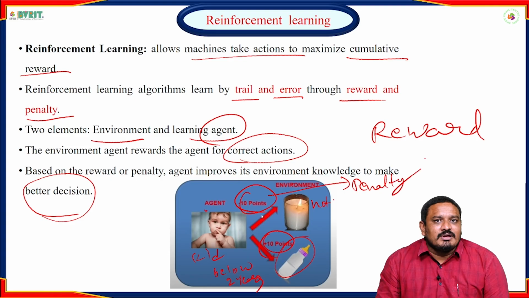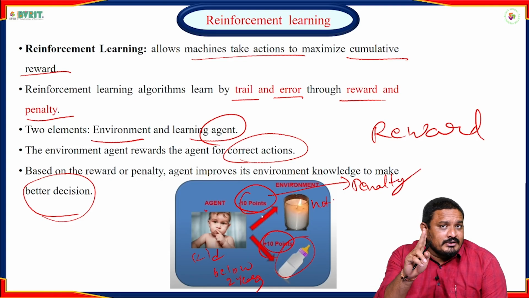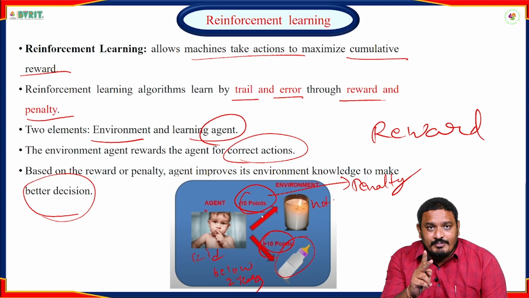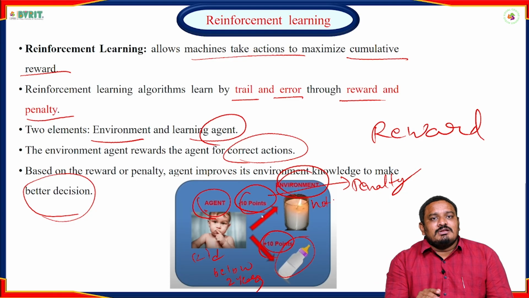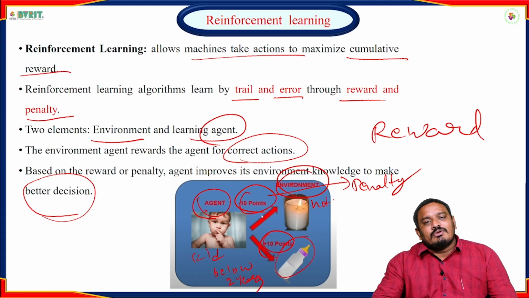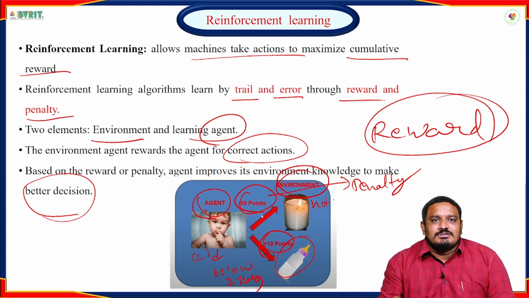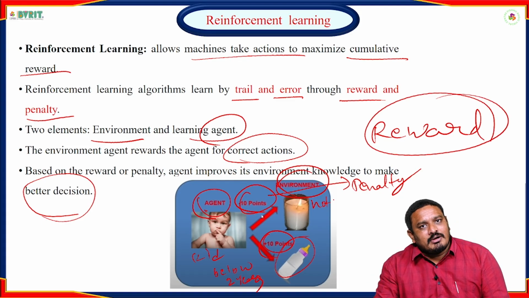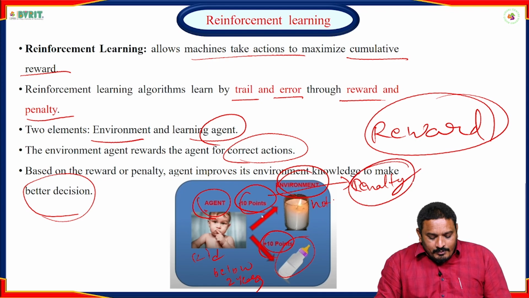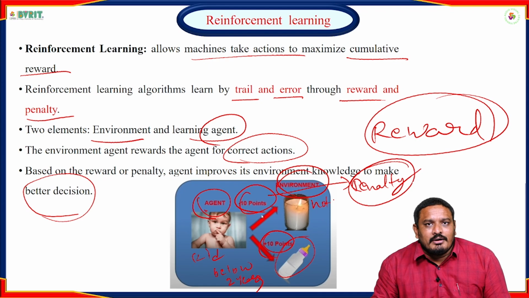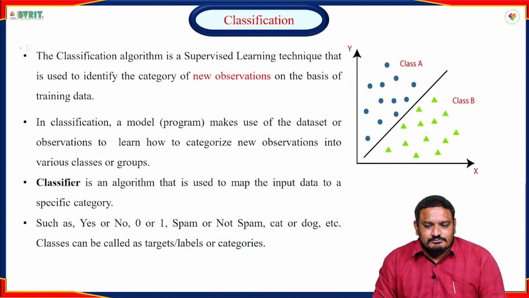In this reinforcement learning, there are two important elements. What are the two important elements? First one is environment. Second one is the agent. If the agent performs the correct actions, it gets the reward points. If the agent does not perform the correct actions, it loses points, and that is called a penalty. That is reinforcement learning.